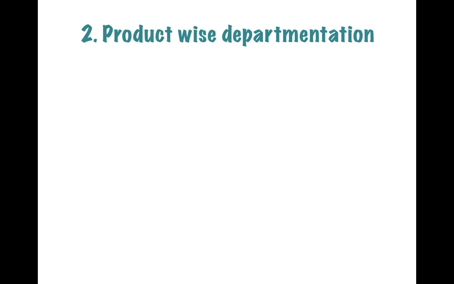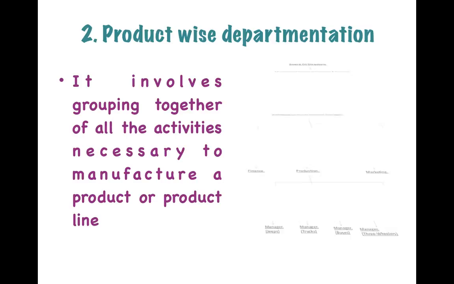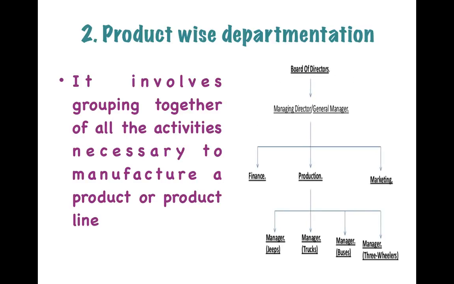Now, let's see the second type of departmentation, which is known as product-wise departmentation. Product-wise departmentation involves grouping together all the activities necessary to manufacture a product or a product line. So, wherever a product line is involved in the organization, that is, companies manufacturing different types of products, in that case, we can use product-wise departmentation. For example, we can have a look at this picture. First of all, at the top, we have the board of directors.